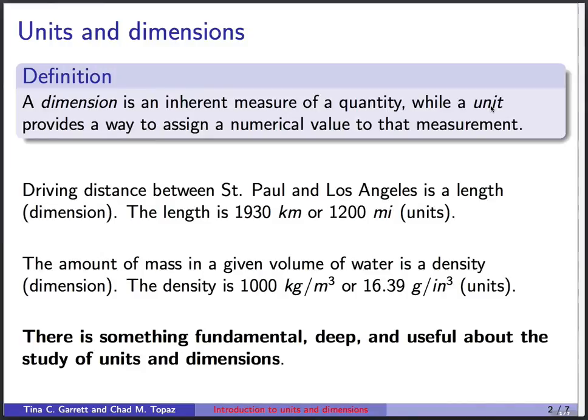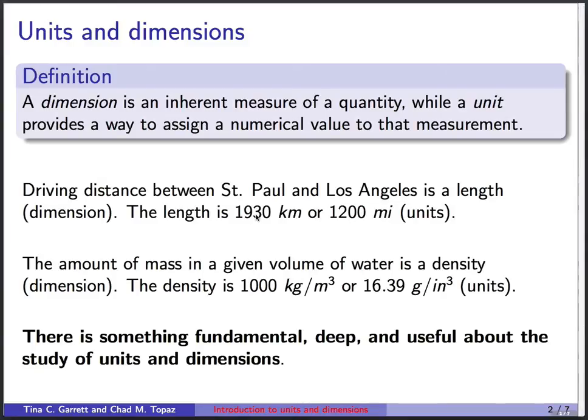So let's make this super concrete with a couple of examples. Say the driving distance between St. Paul and Los Angeles is what you're interested in. Well, that's a length. How far? That's a length, okay? And length is a dimension. The length happens to be 1,930 kilometers or 1,200 miles. Kilometers and miles are different units to which we can assign a number to that length that we were interested in.